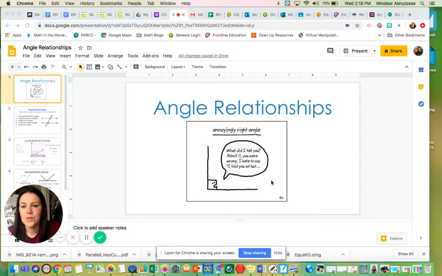I want to show you a few things about angle relationships. I just want to go over them with you and make sure you really understand what happens when you have two parallel lines cut by a transversal.